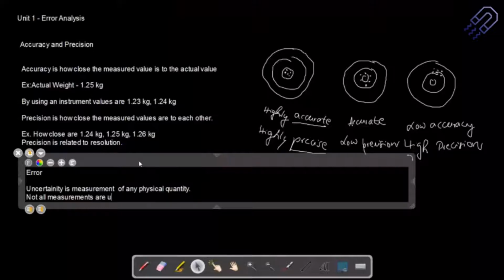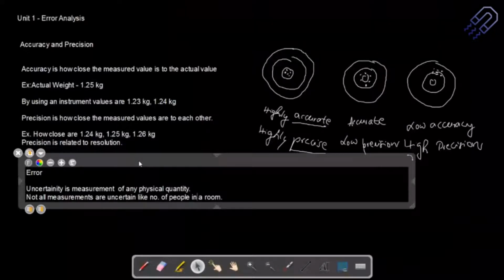Like the number of people in a room. So this is something which is not uncertain. Even if you consider something like the number of atoms in a room, that is also not uncertain. If you know the volume of the room and you use Avogadro's number and all, you can easily find out how many atoms are there in the room. So that is also not an uncertain value.